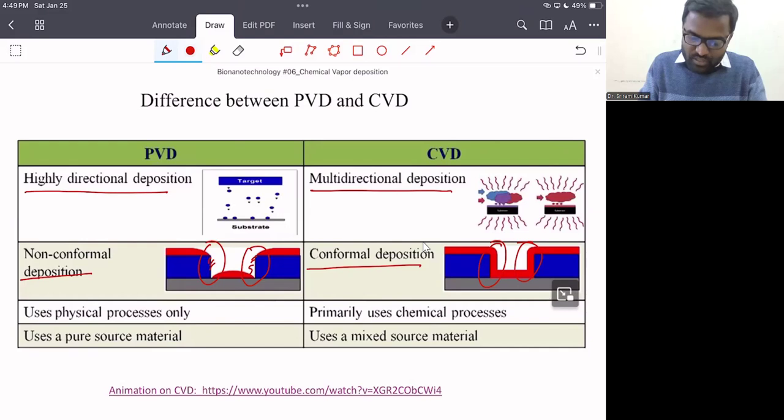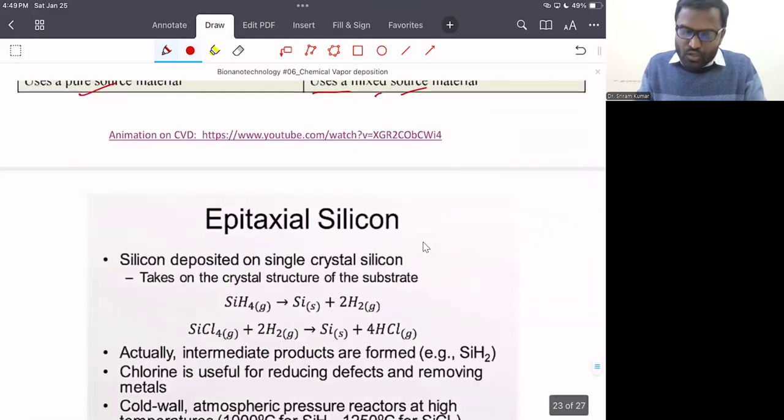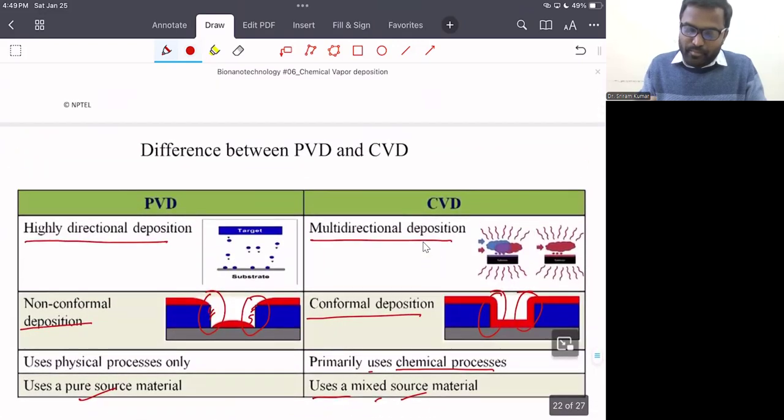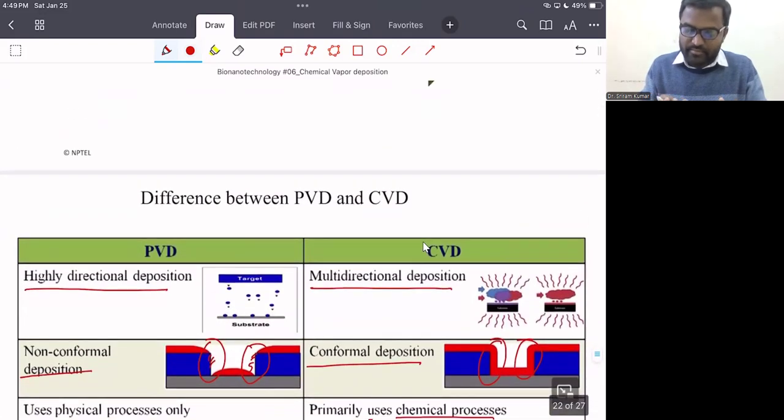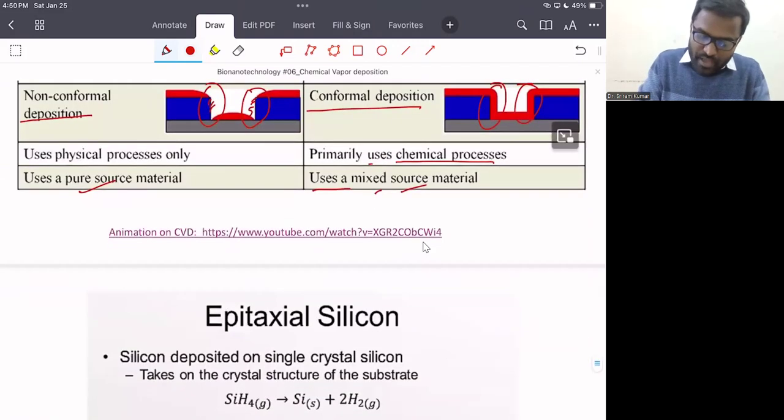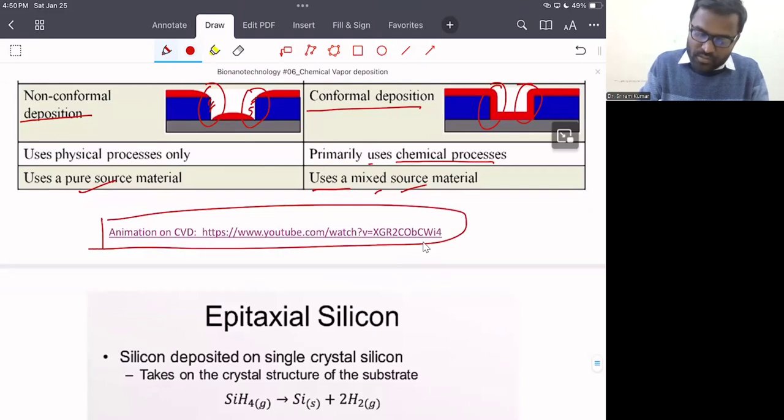And the third point is that PVD uses physical process only. Here in CVD we primarily use the chemical process. And in PVD we use the pure source material. Here we can use mixed source materials. It depends on which kind of materials you need to use. So this is all about the basic theory of CVD. And if you have time, then go to this link and watch the short animation on the CVD.